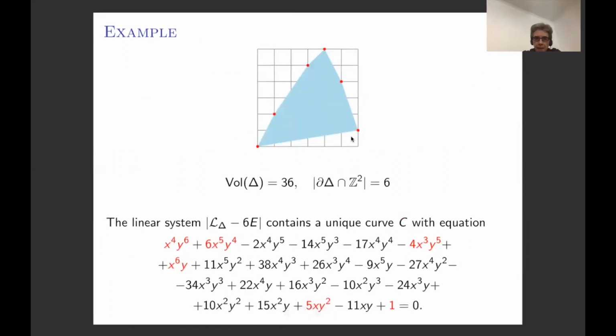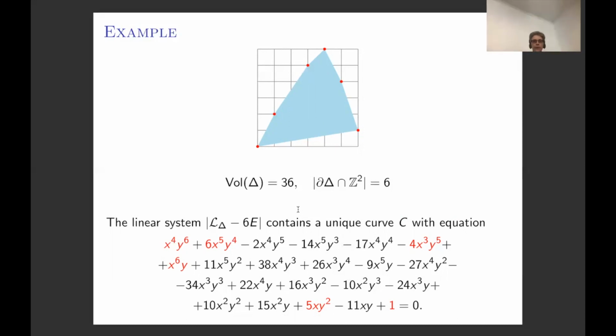And here is an example. Here the integer M is 6. We have a 6-gon with 6 lattice points on the edges. Each edge here has lattice length 1. The area is 18, so the volume is 36.